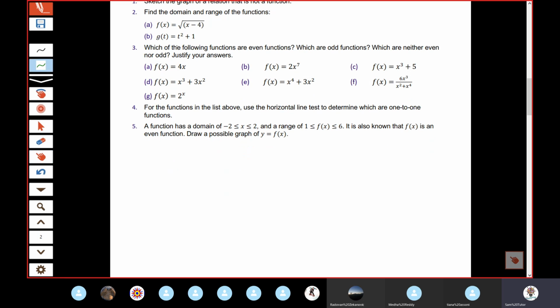Yeah, I guess question 2 is good. So try question 2 real quick. Maybe do A, D, and G, and then we'll do 5. So try domain and range for this one, and then try question 3, odds and evens, and then try question 5.